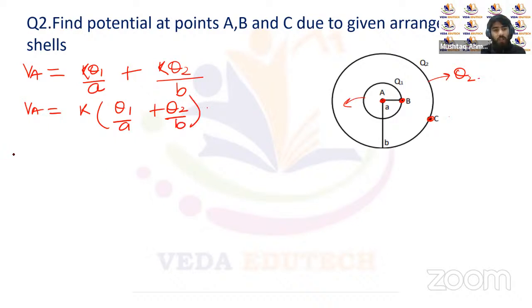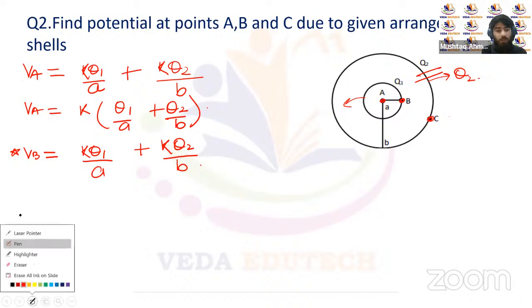Now, similarly, we have to find the potential at point B. The potential at point B will once again be the potential because of the charge Q1 on its surface, that will be KQ1 upon a. And then there will be a potential because of this shell C, and point B lies inside shell C. So the potential because of shell C will once again be KQ2 upon radius b. So this is the potential at point B.